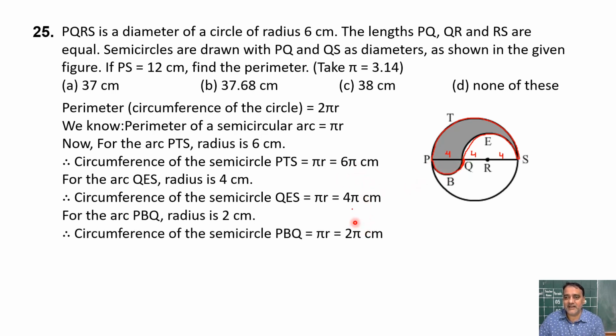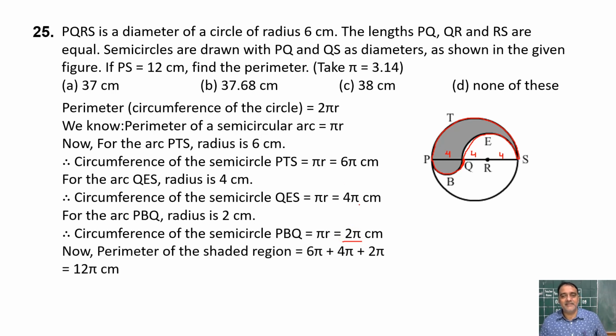Now we have to add all three. Right? Understood till here? Yes, sir. So how much are we getting? 12 pi, and the value of pi is already given as 3.14. So 12 into 3.14, we'll get 37.68 centimeter. So what is the final answer? Option B. Option B, right.